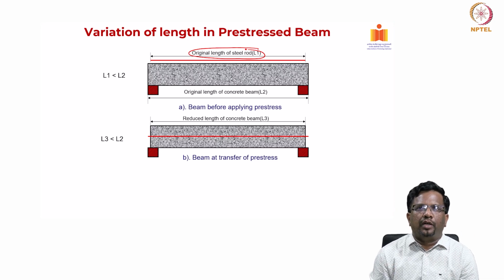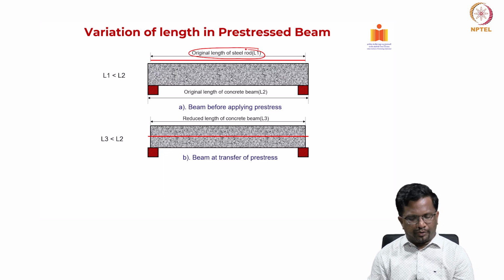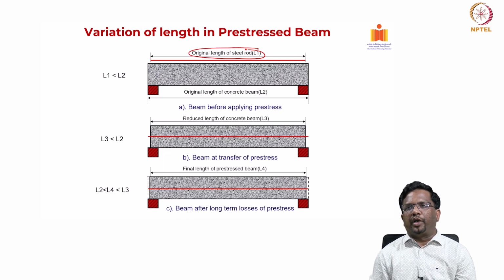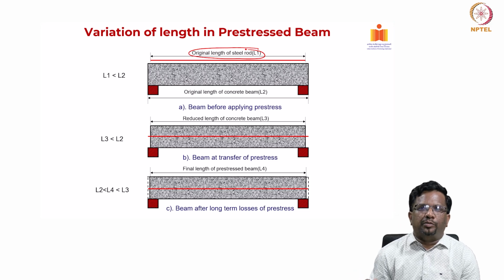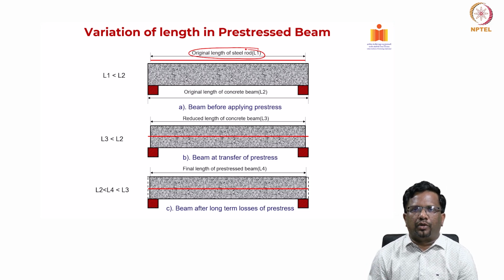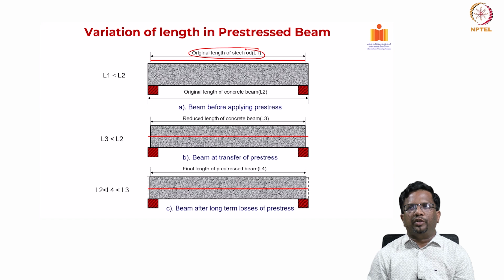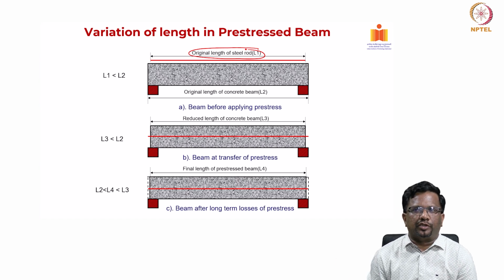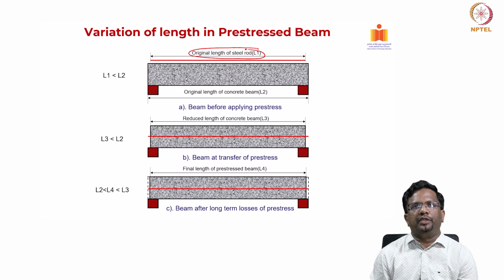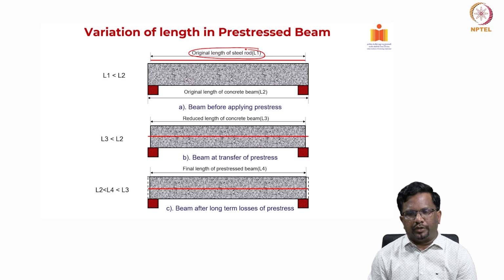Because of that, the length of the beam will become L3, which will be less than L2. Now, finally, while the beam is under service, the concrete undergoes losses and the steel also undergoes losses, so there will be loss in prestress. So finally, the beam will settle at a final length L4, which will be between L2 and L3.